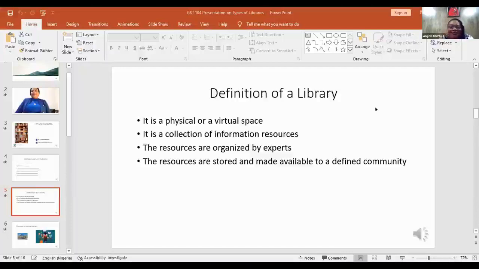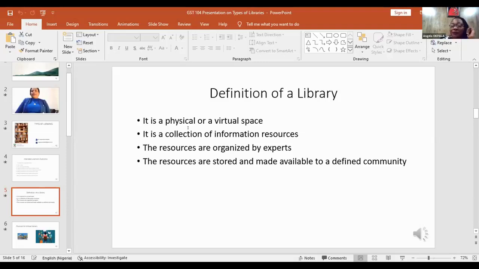Now, I tried looking at the different definitions of a library, and I brought out these unique features, such that however you define a library, you will see it as either a physical or a virtual space that has a collection of information resources. These resources are organized by experts using classification schemes. If it's not organized, it's not a library. They are stored and made available to a defined community. All of these features must be present.